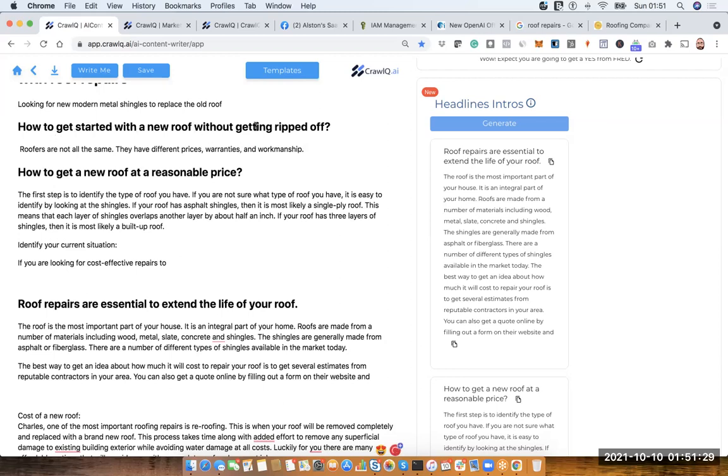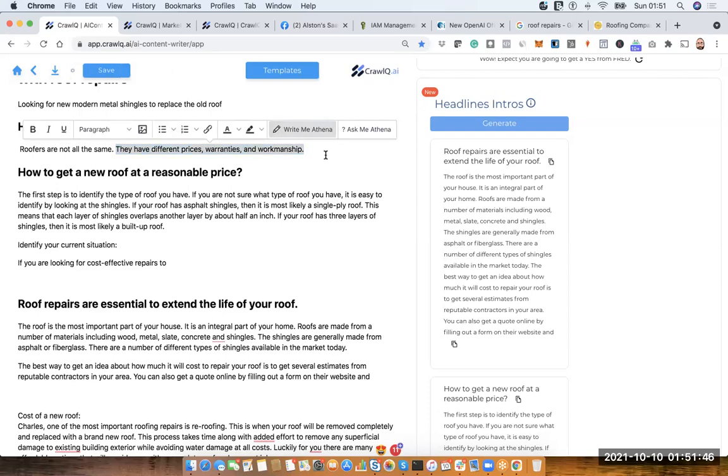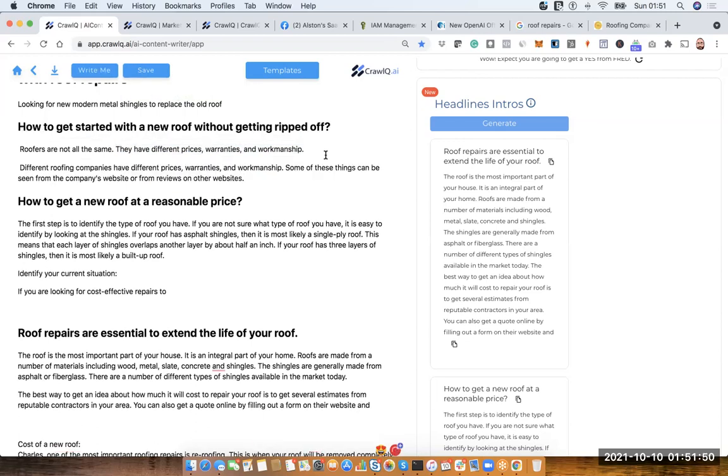So there are a couple of things. I can also start by writing my own heading here, and I say "Ask me, Athena." Then it will write a small summary. So roofs are not all the same; they have different prices, warranties, and workmanship, and that can be my starting point to mention it. And if I am a bit lazy, I will still have this other option to complete it or write more about it, and then I can keep developing.